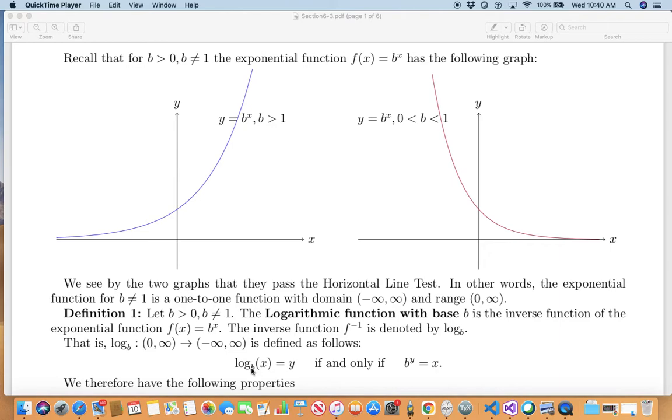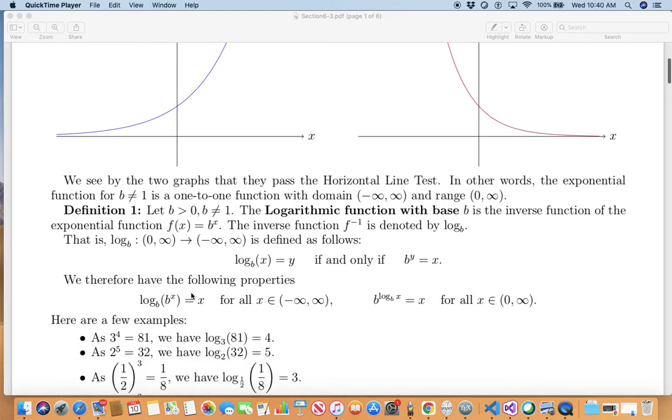It is defined as log base b of a number x is y if and only if b to the y is x. Okay? So whatever y was taken under the exponential to x, you have flipped it. That's what has happened. Now, you have the following properties. One, log base b of b to the x. In other words, take any x, first take its exponential, then take its log to the same base. You get back x. That's the meaning of inverse, remember?